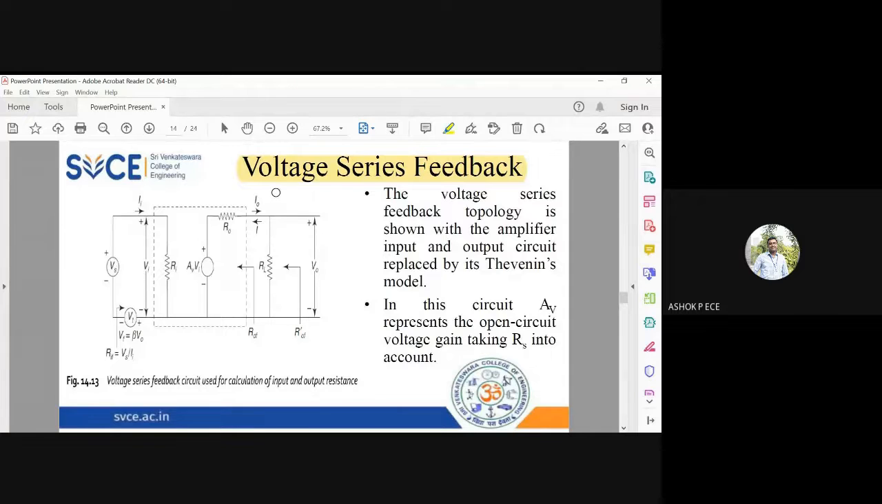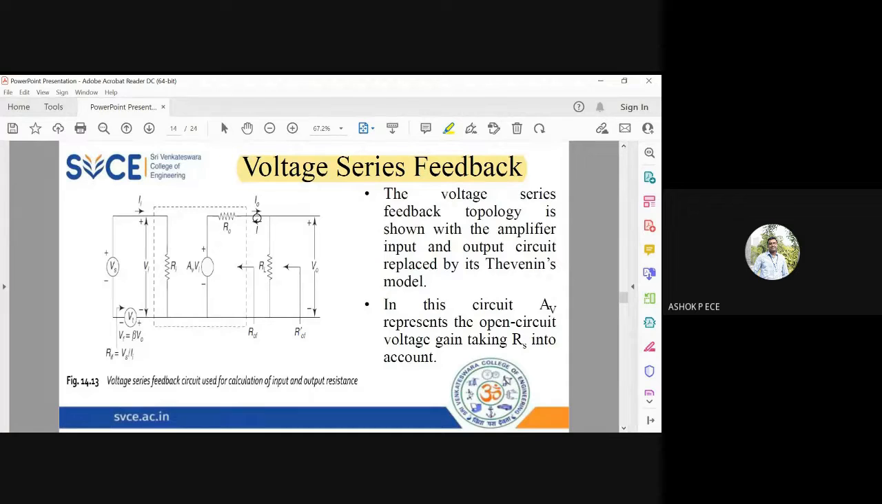Series mixing. Output side, it is voltage sampling. So you will have this output voltage, and you will be finding it across RL. Since the input side is series, I'm going to have series mixing. So on the input side you will have Thevenin's theorem.